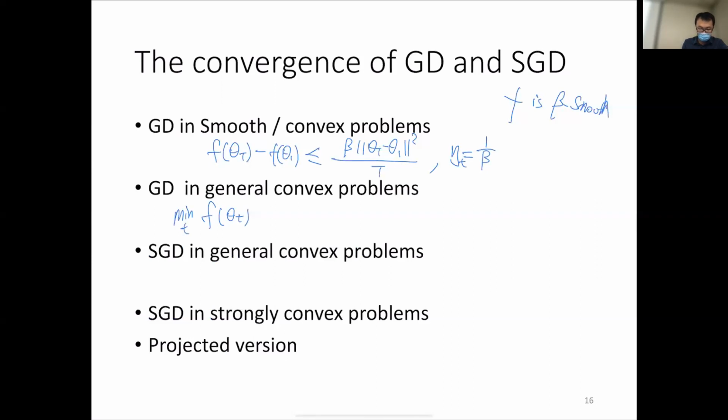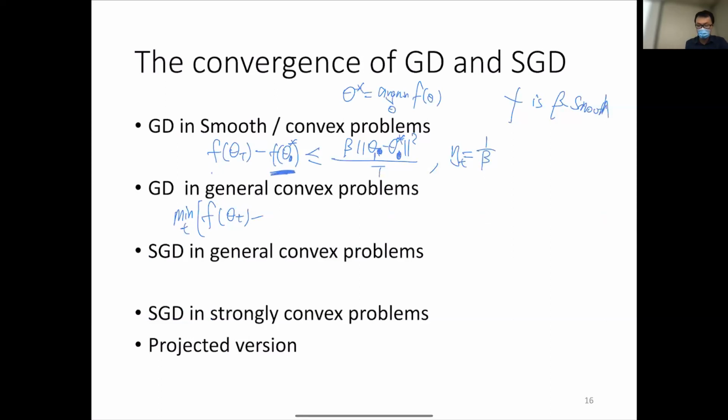For general convex problems that don't require smoothness, it can be shown that, so it's slightly more complicated, but let me try writing this down. Sorry, the previous statement doesn't make sense because I've made a typo in it. This should be theta star rather than theta 1. And on the right hand side, this is theta 1 minus theta star. Okay, now this makes more sense, right? And theta star is defined to be the argmin of f of theta.